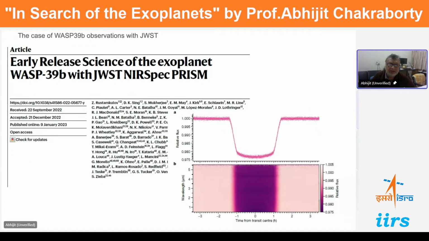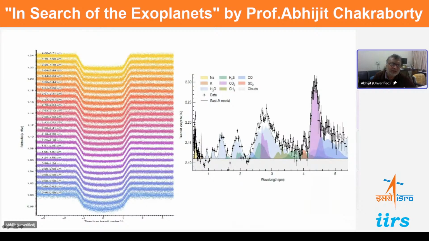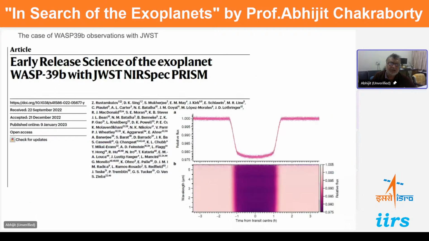Okay, I will show that. Yeah, this is another example. You see various transit curves at different wavelengths, like 4.6 to 5.71, 4.19 to 4.6, like that. Okay, 0.9 to 0.5, this is one band. So they have observed this transit. The variation in the transit depth gave them these data points. These transit curves here correspond to these data points here. Okay, and the solid line is the model, and these data points show that they have found these chemical elements. This, I think, was 39B.